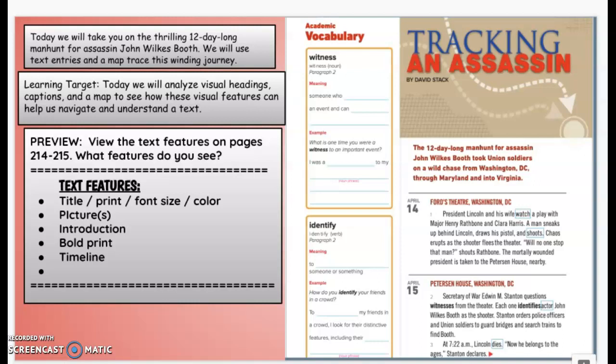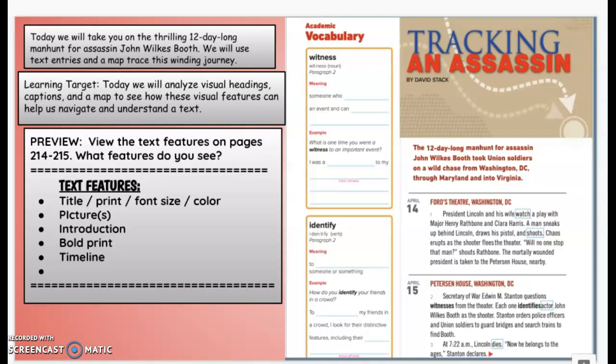Today we will take you on the thrilling 12-day-long manhunt for assassin John Wilkes Booth. We will use text entries and a map to trace this winding journey. And again, learning target: we're going to analyze how visual headings, captions, and a map, how these visual features can help us to navigate and understand a text. It's just another way for us to gain some information.